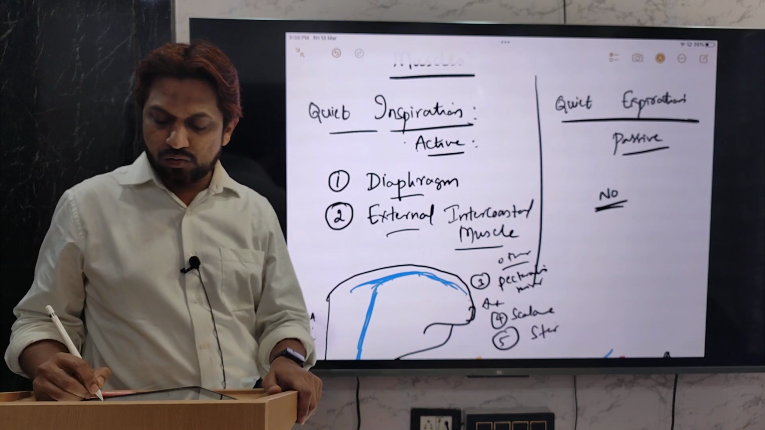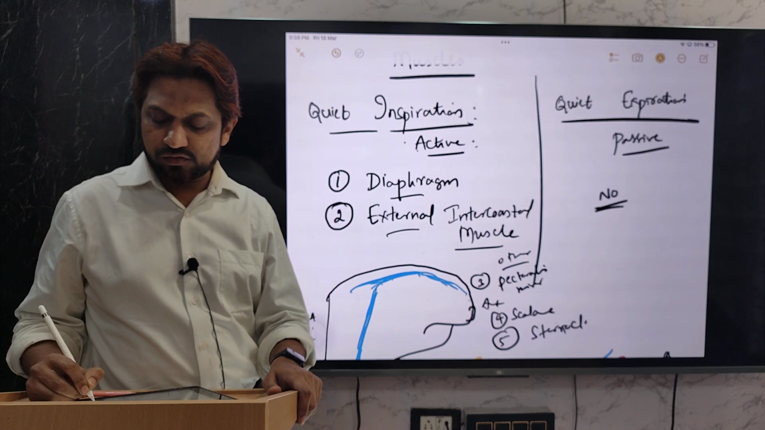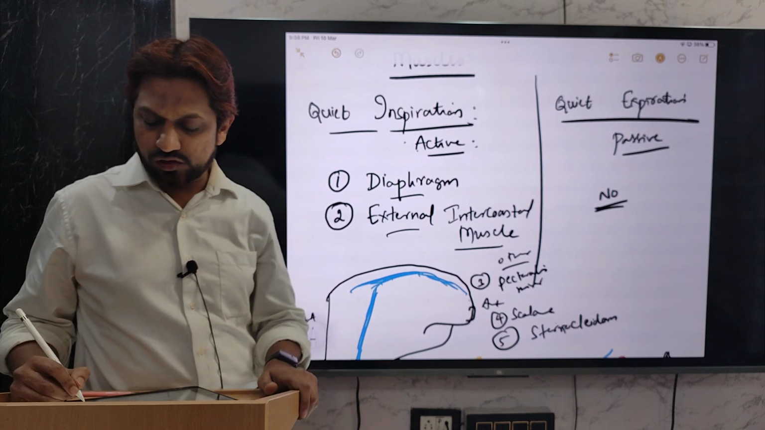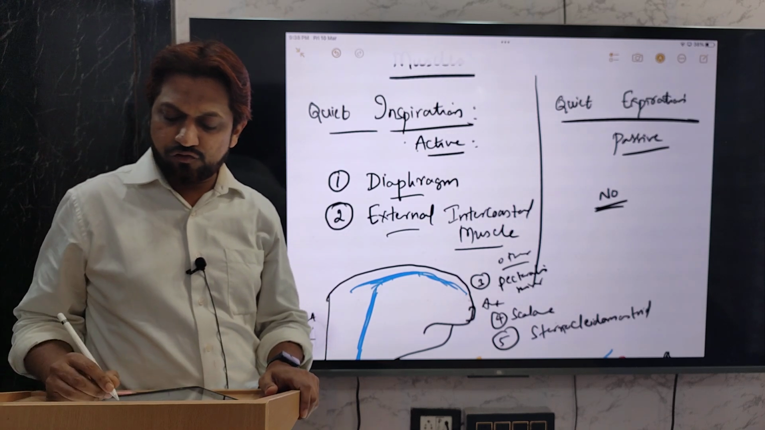Okay, sternocleidomastoid muscle, contraction of this elevates the rib cage. Okay, sternocleidomastoid muscles during the forced breathing.